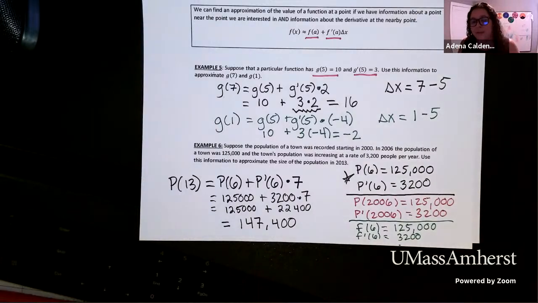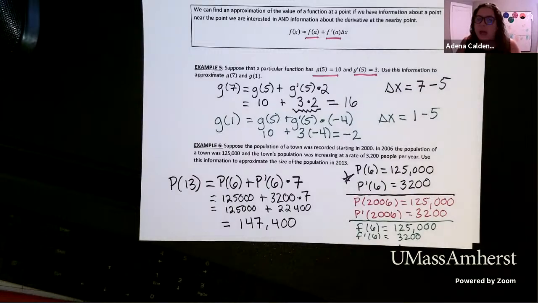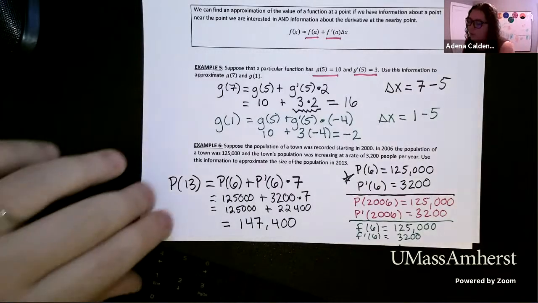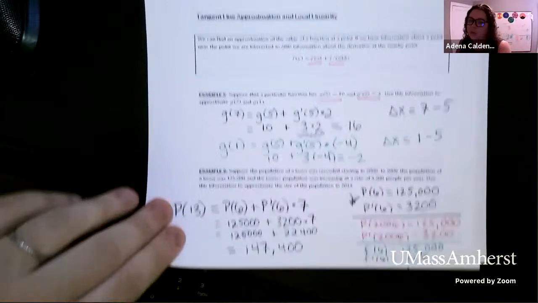Another way that this comes up is in table form, right? So we've spent some time thinking about what tables tell us, what the data means, how to approximate the derivative. So we want to take that and see if we can use this to make a prediction, okay?